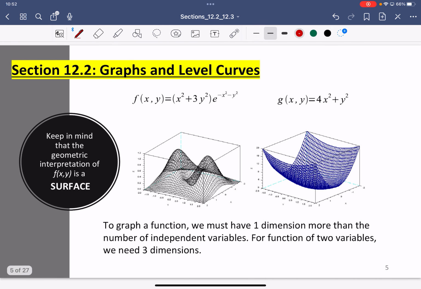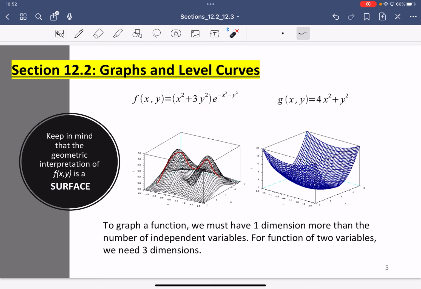Okay, so let's see. When you graph the function in 2 dimensions, it's going to be the curve here. This is the curve that you graph in 2 dimensions. Basically, you're not going to do it by hand. Usually you do it using a computer. But keep in mind that when you graph it, it's going to be a surface.